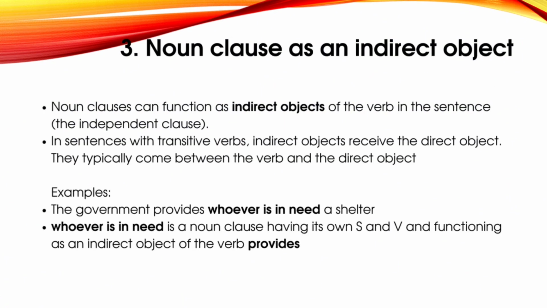Third, noun clause as an indirect object. Noun clauses can function as indirect objects of the verb in the sentence or independent clause. In sentences with transitive verbs, indirect objects receive the direct object. They typically come between the verb and the direct object. Example: The government provides whoever is in need a shelter. Whoever is in need is a noun clause having its own subject and verb and functioning as an indirect object of the verb provides.